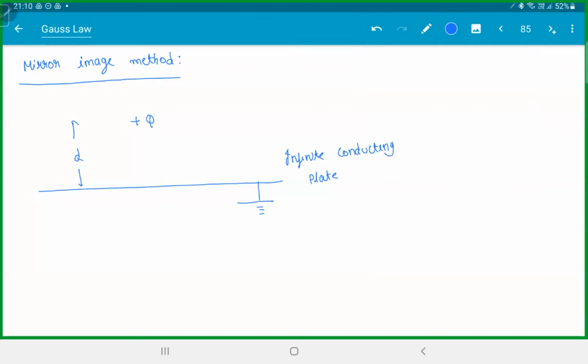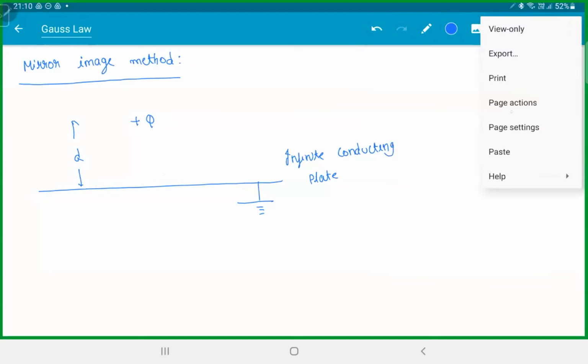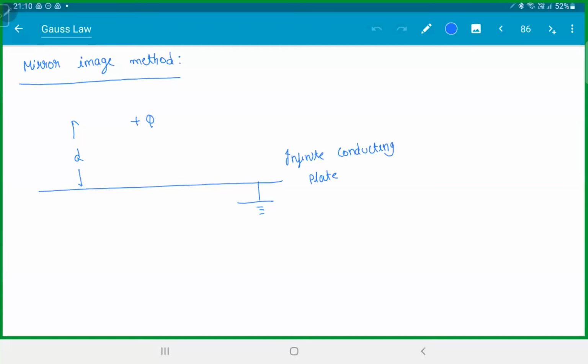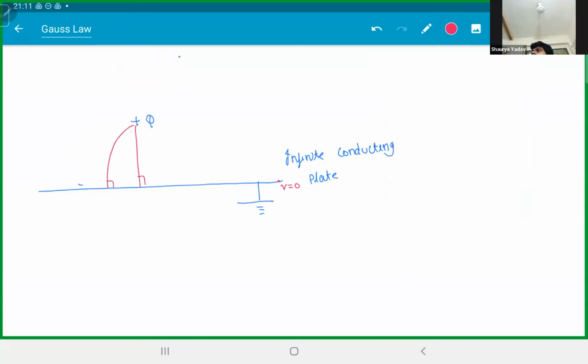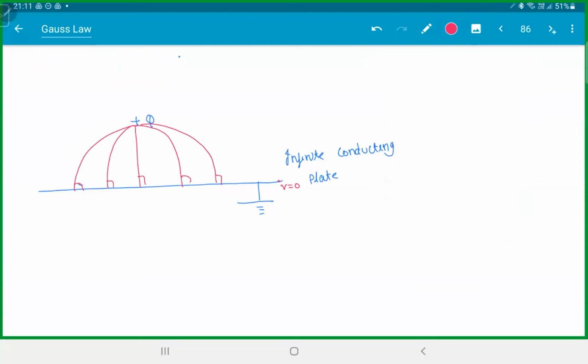Okay, so how to find this thing? Normally, how to do this thing? First of all, if you try to draw the field lines, you'll observe something. This is an infinite conducting plate, which is Earth. So when you earth something, what is the potential? 0. So the entire plate has the same potential. So it is an equipotential surface. So how will the field lines be? Perpendicular. The field lines will enter like this, no? Isn't this how the field lines enter?